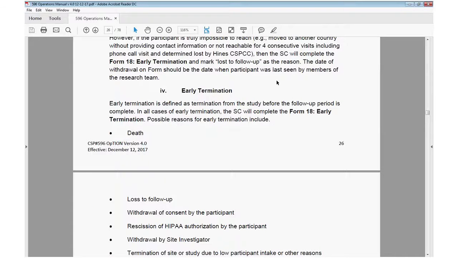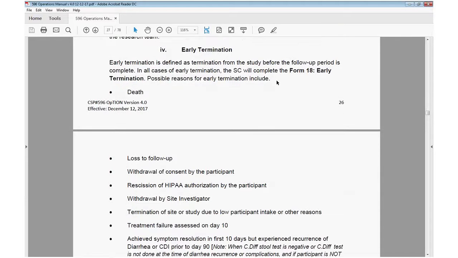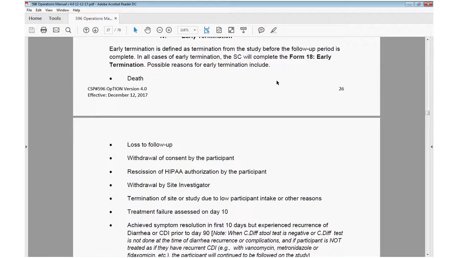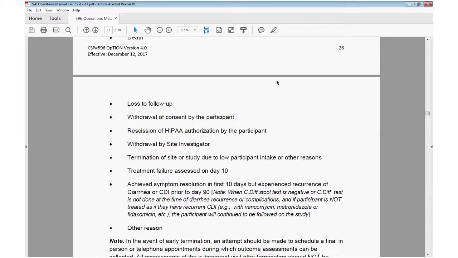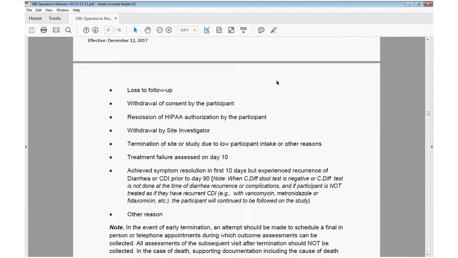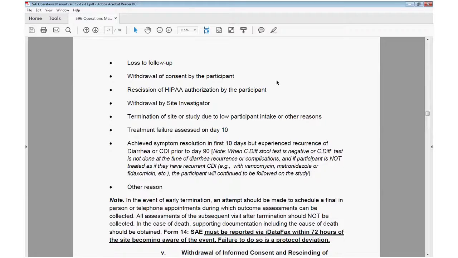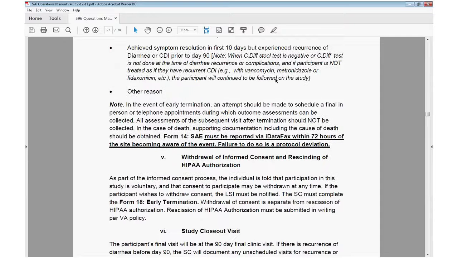Early termination is defined as termination from the study before the follow-up period is complete. In all cases of early termination, the site coordinator will complete Form 18, early termination. Possible reasons for early termination include death, loss to follow-up, withdrawal of consent by the participant, rescission of HIPAA authorization by the participant, withdrawal by the site investigator, termination of the site or study due to low participant intake or other reasons, treatment failure assessed on day 10, achieve symptom resolution within the first 10 days but experienced a recurrence of diarrhea prior to day 90, or other reasons.